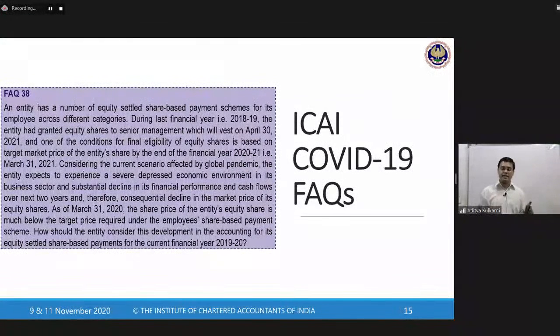Otherwise, it will continue as it is. Irrespective of whether the market conditions are met or not, as long as my other conditions are met, the options will vest. Why? Because fair value takes care of it. My fair value cannot, sir. This is a one-off event that I never factored.